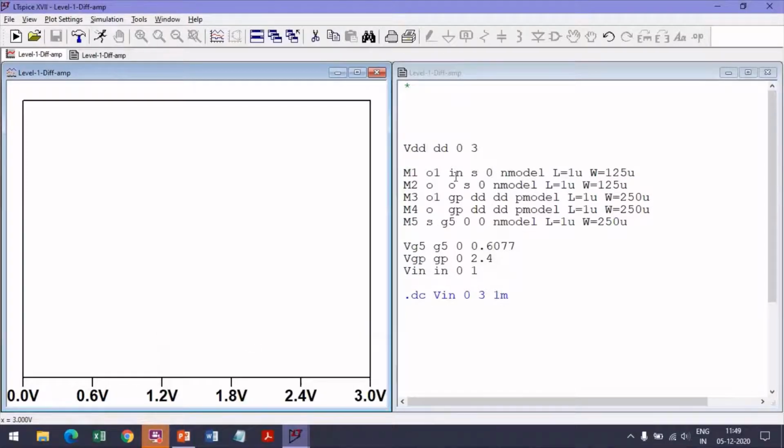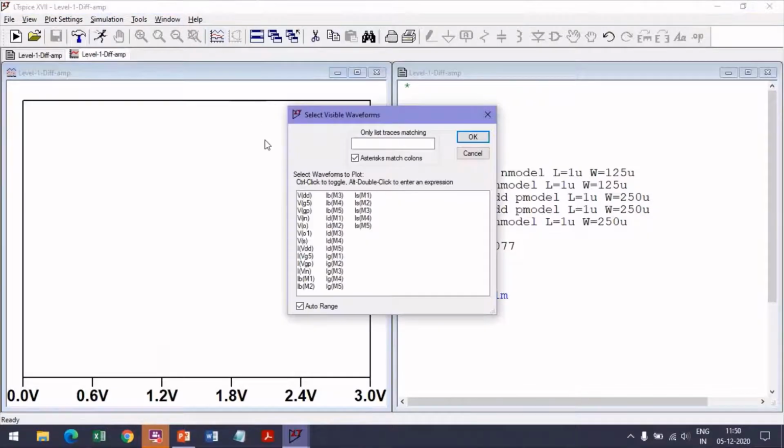So here is the circuit, 5 transistors, VDD. The gate voltages are applied. By the way, VG5 is slightly different from 0.6 because of channel length modulation. So now we'll do our DC transfer characteristics and just plot the output voltage, which is VO. So I'm plotting VO for this circuit.